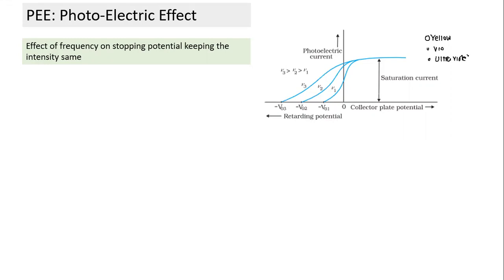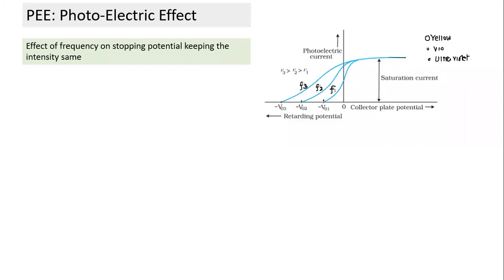So what do we do here? Keeping the intensity the same, it is possible by adjusting the distance to keep the intensity same but change the frequency. I'll use F1 because it gets confused with B. So frequencies F1, F2, F3, all of these were repeated. Since the intensity was the same, it was found that the saturation current remained the same. But as the frequency increased, the stopping potential increased.